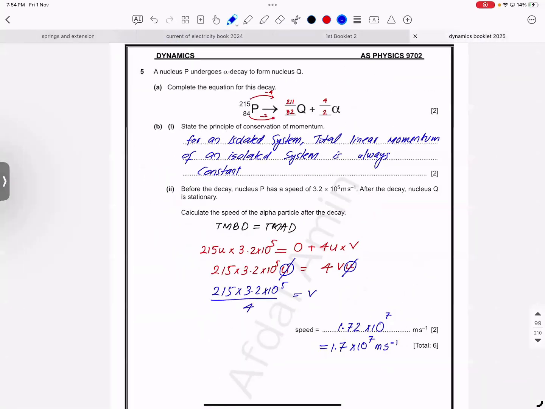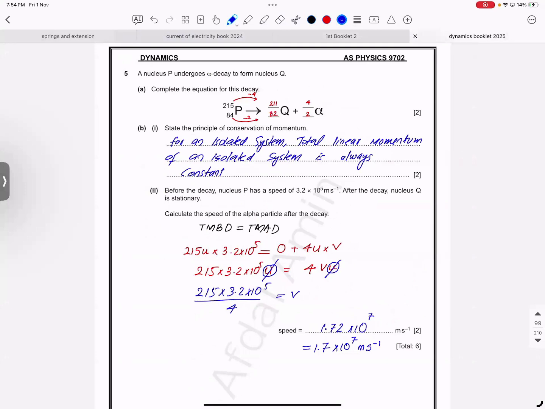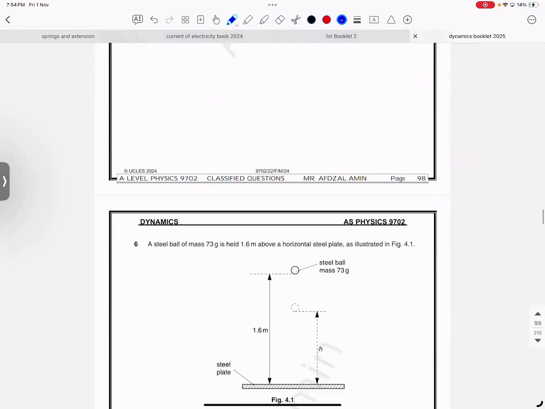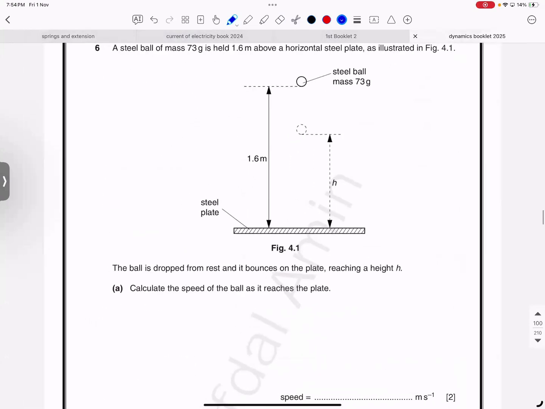Next question. Make sense? Make sense? Half of this we solved, the rest we will solve now.